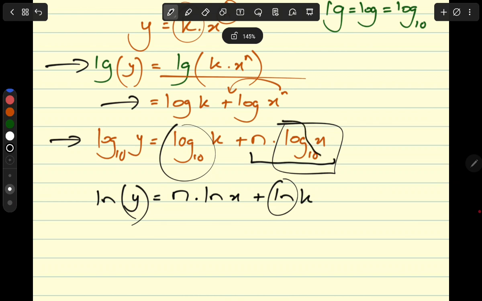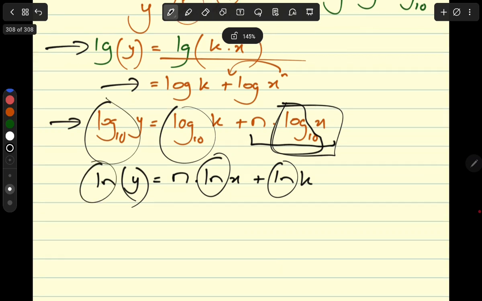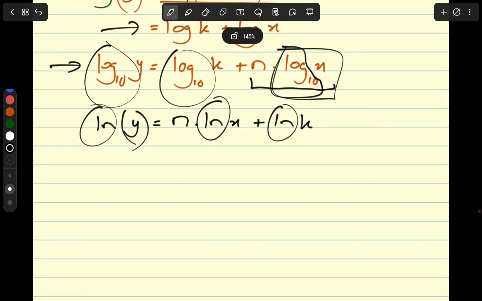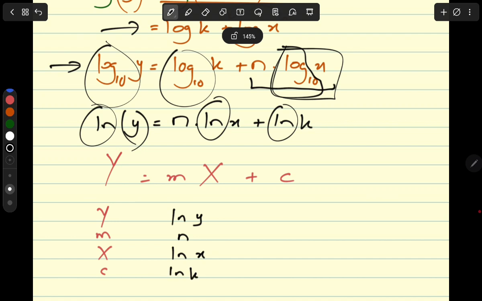This log of base 10 is changed to ln. And this log base 10 also changed. I've changed it across the entire equation, okay? I cannot do it just in one of the terms. I have to do it across the board. So now can you see that I can rewrite this and compare it with y equals mx plus c. So my capital Y, m, x and c now become: capital Y is ln y, m is n, x is ln x, transformed into capital X, and my constant is ln k, right?